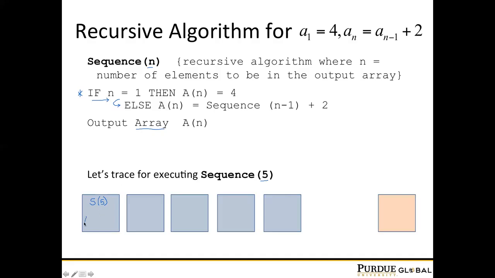So let's write that down. A of 5. And what does it equal? Well, notice we're calling upon the sequence function again with the value n minus 1. So let's write that down. A of 5 is going to equal n minus 1, which would be 4 here, since n equals 5. So S of 4 plus 2.